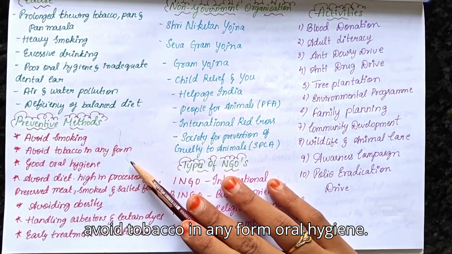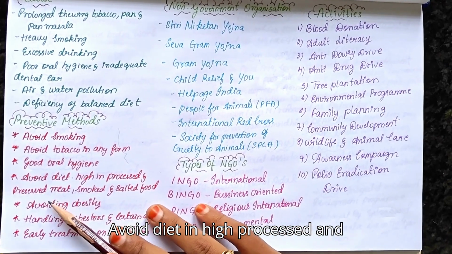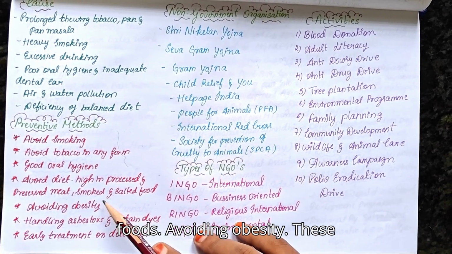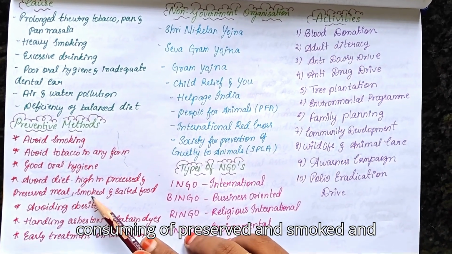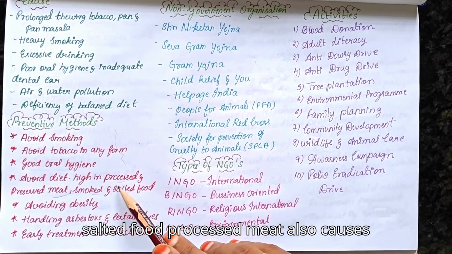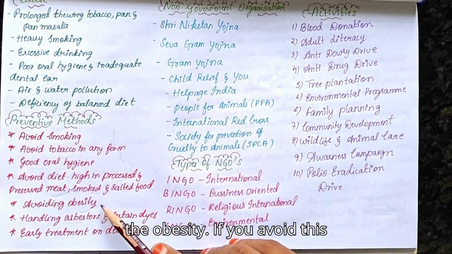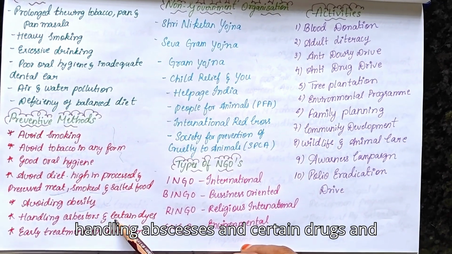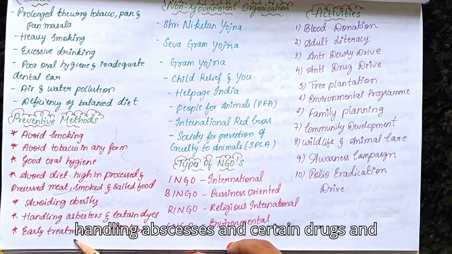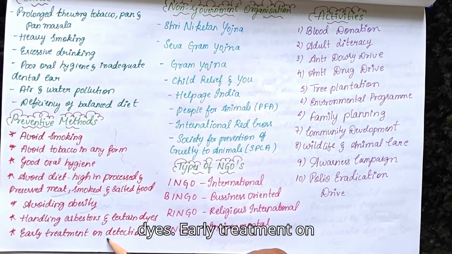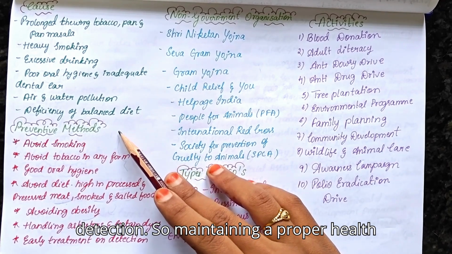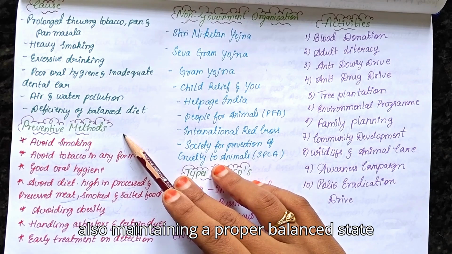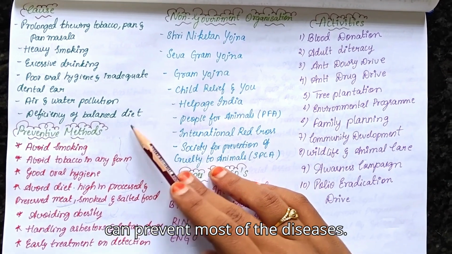Maintain oral hygiene, avoid a diet high in processed and preserved meat, smoked and salted foods, and avoid obesity. Consuming preserved, smoked and salted food and processed meat also causes obesity. If you avoid these, automatically you can avoid obesity. Handle abscesses and certain drugs and dyes carefully, and go for early treatment on detection. So maintaining proper health physically and mentally and also maintaining a proper balanced diet can prevent most of the diseases.